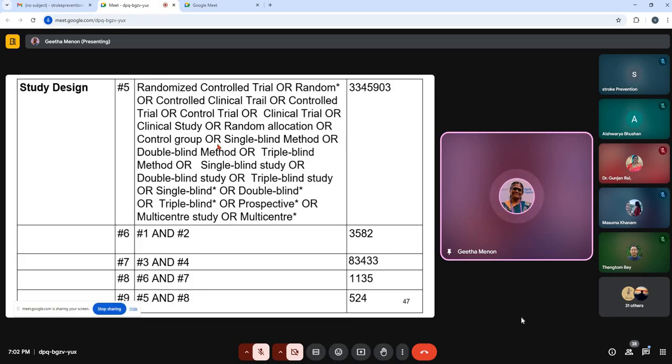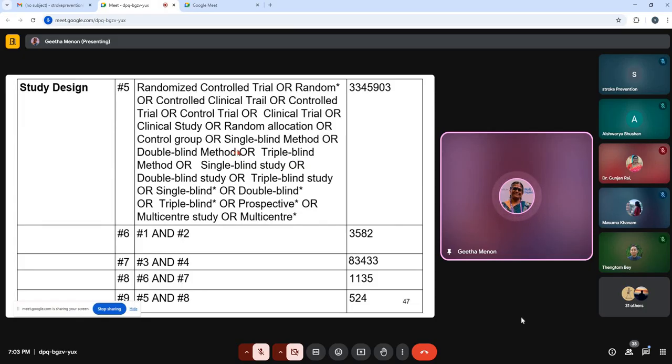Then combine the sixth and the seventh. When you combine the sixth and the seventh, it reduces further to only 1,135 articles. And when you combine all this with the study design, it led to only 524 articles. So now the reviewers have to review only 524 articles to get the full text of some of these articles.